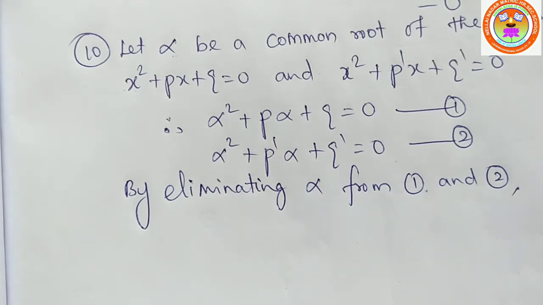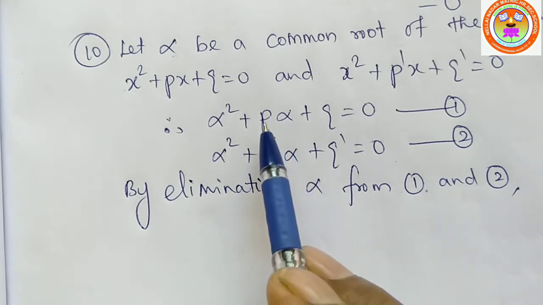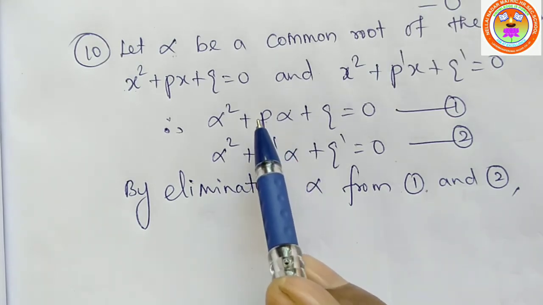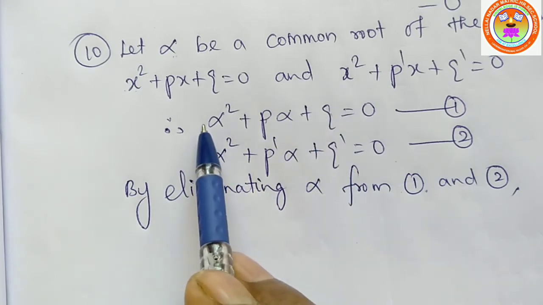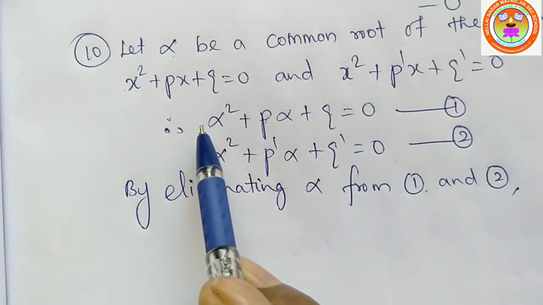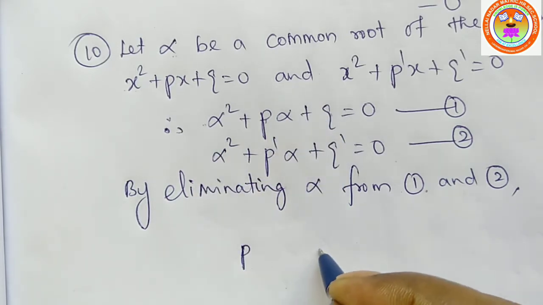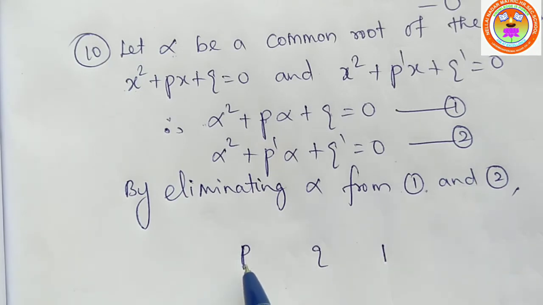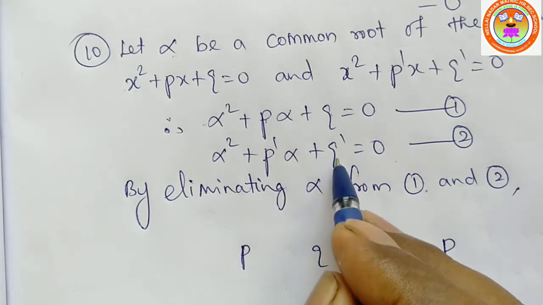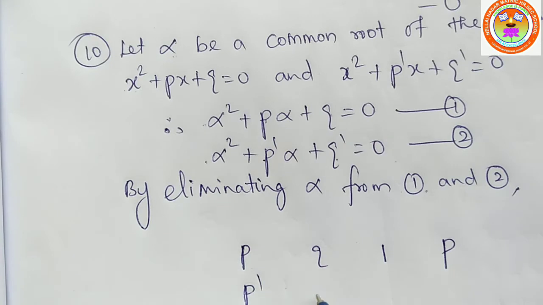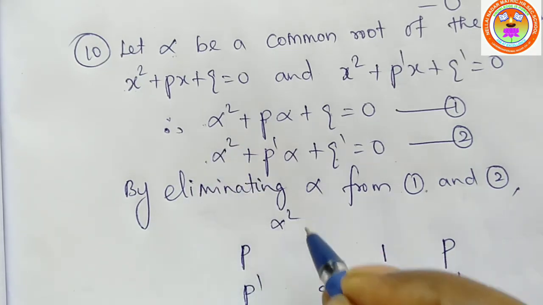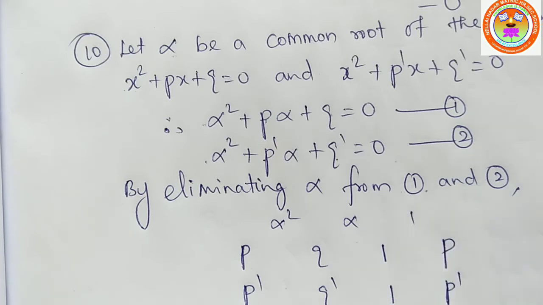In that method, first we write the coefficients of the first equation, p, q, 1, right? The coefficients of alpha. So p, q, 1, p, q, 1. Again the first term we write one more time. Likewise, p dash, q dash, 1, p dash, q dash, 1. Again the first term, that is p dash, one more time. Here alpha square, here alpha and 1.